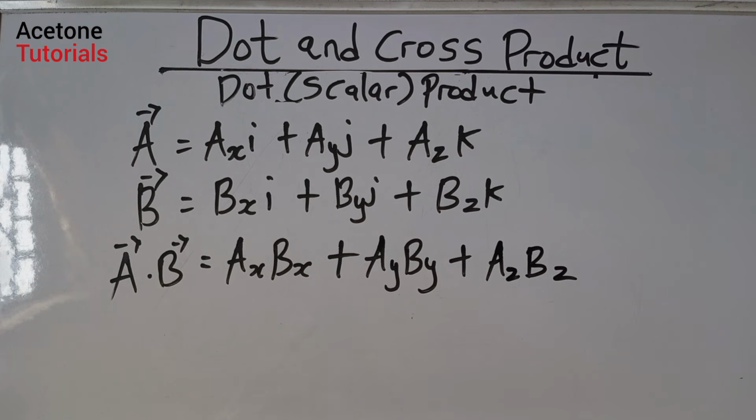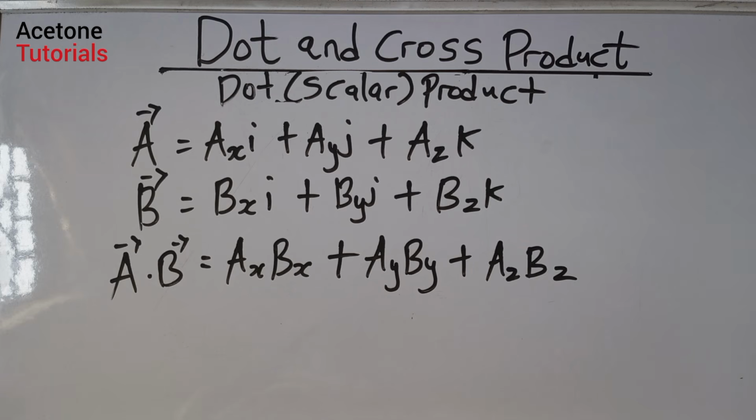So that's how to determine the dot product of two vectors in component form. If you know the components of vector A and you know the components of vector B, you can use this to determine the dot product. AX is the x component of A, AY is the y component of A, and AZ is the z component of vector A. BX is the x component of vector B, BY is the y component of vector B, and BZ is the z component of vector B.